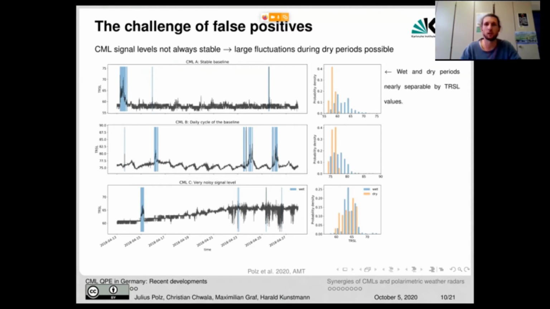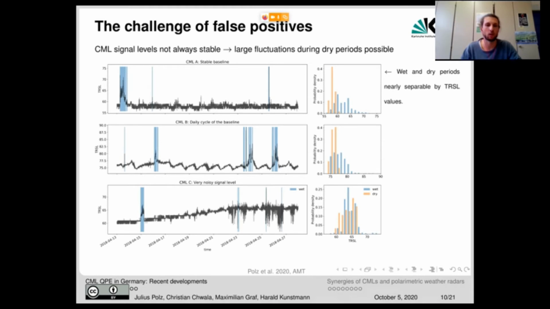And you can actually see that the wet and dry periods can basically be separated by a threshold for the transmitted minus received signal level. So that's a quite nice time series. But these time series can also have a daily cycle. And then already in the distribution, we see that it's not as easy to separate just by the level of the signal.